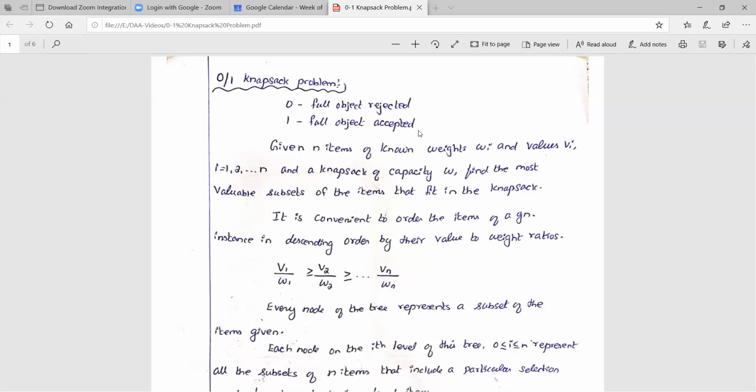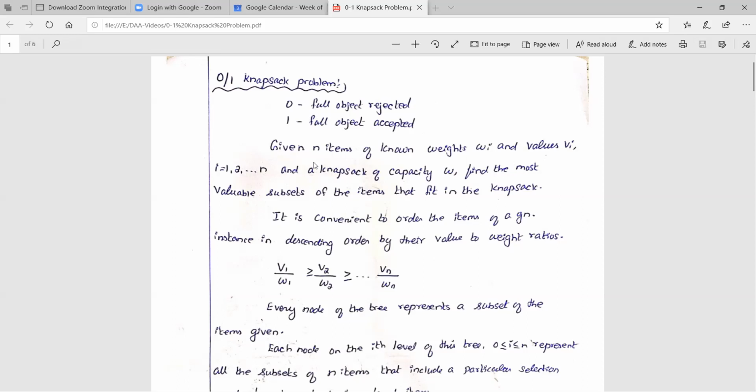One is the fractional version and the other one is the 0/1. Fraction means we can take a fraction of the objects to fit the capacity of the knapsack. 0/1 means either we accept the whole object or we reject the whole object. So 0 means we are rejecting the full object, and 1 means we are accepting the full object. Okay, so what will we do with the knapsack problem?